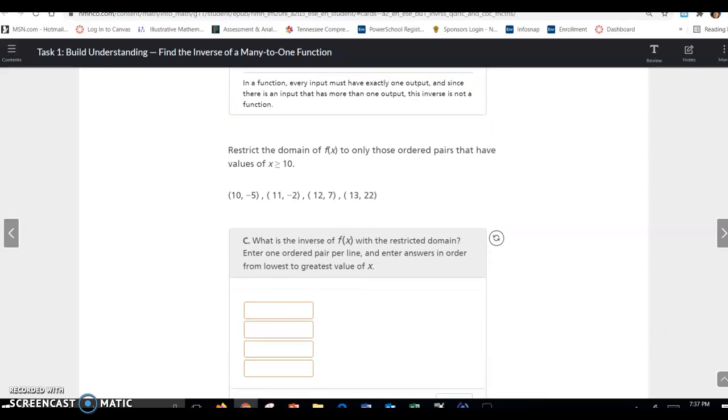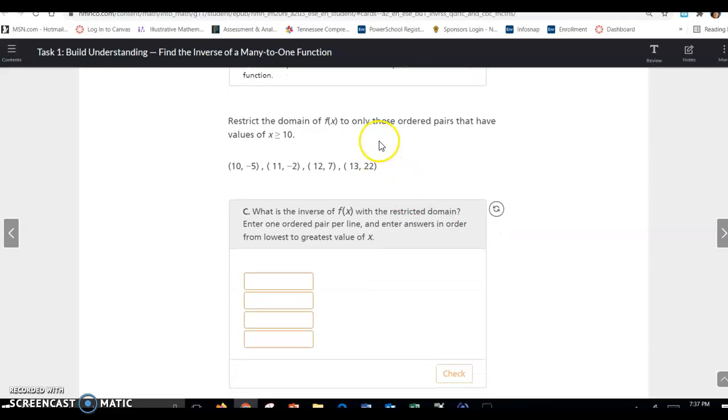Restrict the domain of f of x to only those ordered pairs that have values of x greater than or equal to 10. So now we're only going to look at the ordered pairs in the domain that are 10 or greater: 10, 11, 12, 13. What is the inverse of f of x with the restricted domain? Enter one ordered pair per line and enter answers in order from lowest to greatest x's, which means your domain. So we're going to start at the left and just work across.